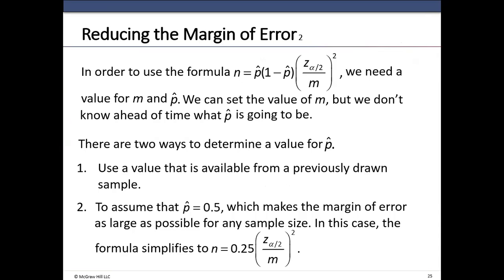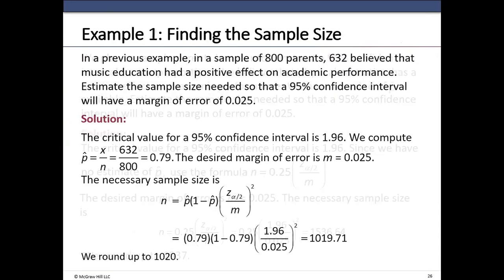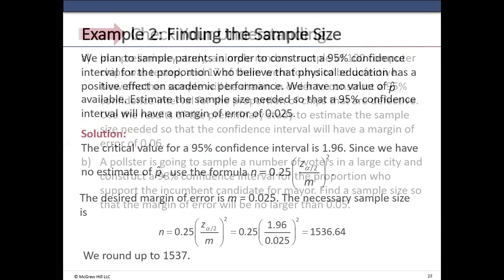Case 1: use a value that is available from a previously drawn sample. That is, in this case, the p hat value will be available. In case 2, p hat will not be known. We will assume p hat is 0.5 and then calculate. Okay, let's go to a problem.